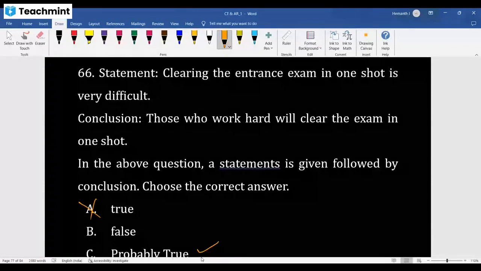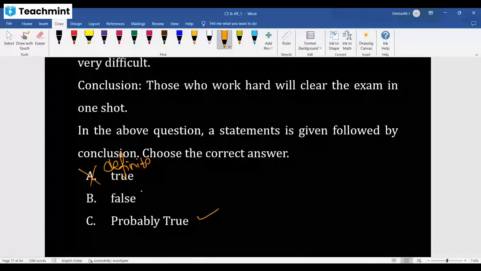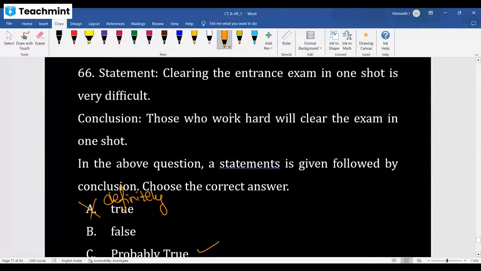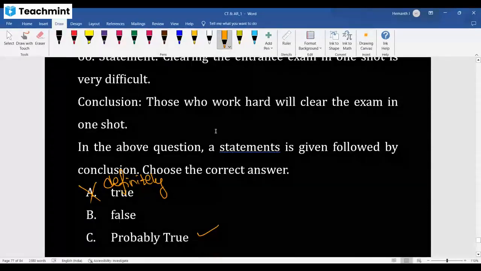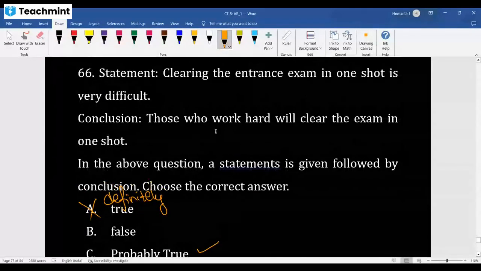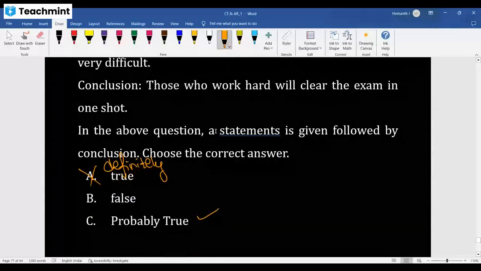That's what I'm telling. I'm not saying true means definitely true. Definitely true, I cannot say. As per the given statement, clearing it in one shot is very difficult. So those who work hard may clear the exam. I'm saying maybe only. That's what my answer probably true means. It conveys that those who work hard may clear the exam in one shot. There is a chance, right? So probably true I'm putting. Not always true, probably true.